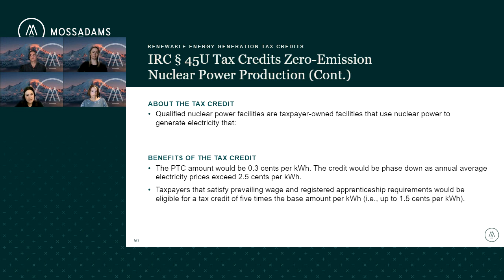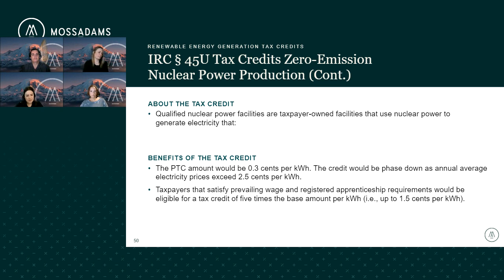The next credit is the 45U zero-emission nuclear power production credit. This one has been around, but it's for qualified nuclear power facilities that are taxpayer-owned facilities that use nuclear power to generate electricity and, for one, didn't take any prior credits. Like I said, there were clean energy credits that were available previously, so as long as you didn't take a credit before, you could be eligible. You also have to be an existing nuclear power facility prior to the enactment of the IRA, so this is for nuclear power facilities that were already in service.